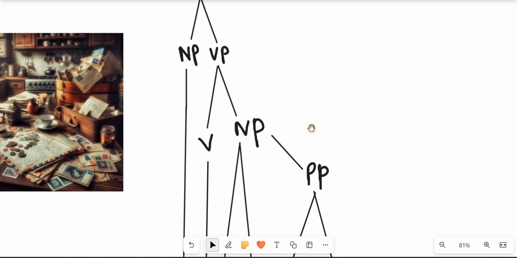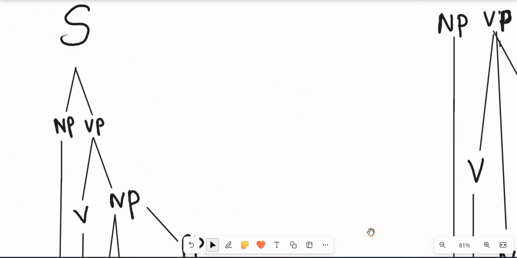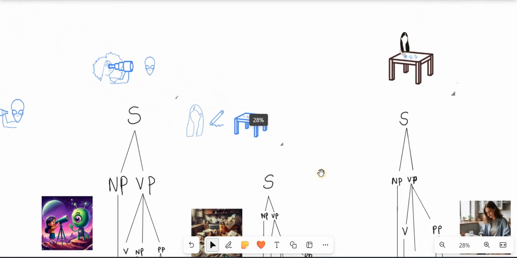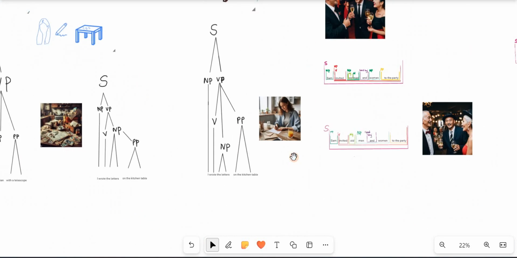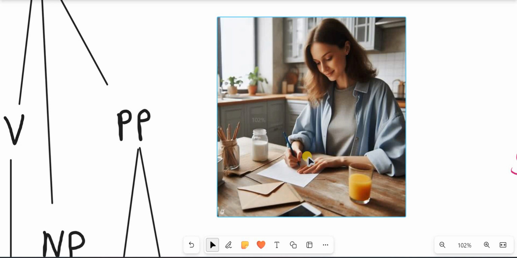Now it can also mean I wrote the letters on the kitchen table, which means here, as you can see here, I wrote the letters on the kitchen table.